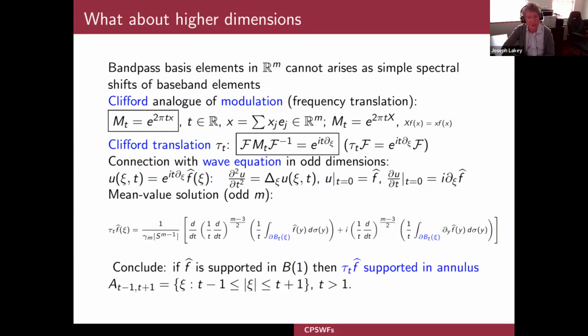There's a connection between Clifford translation and solutions of the wave equation that allows one to conclude that if one starts with a function whose Fourier transform is supported in the unit ball in R^m, and this is in an odd dimension, then if you apply Clifford translation, that function's Fourier transform is supported in an annulus. So working in the Clifford setting allows you to do this. It allows you to apply a translation operator that takes a function that's supported in a ball and gets you a function as a result that is supported in an annulus.